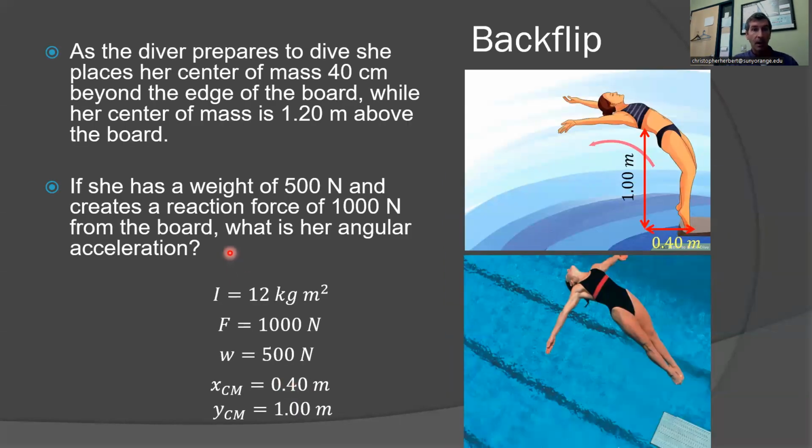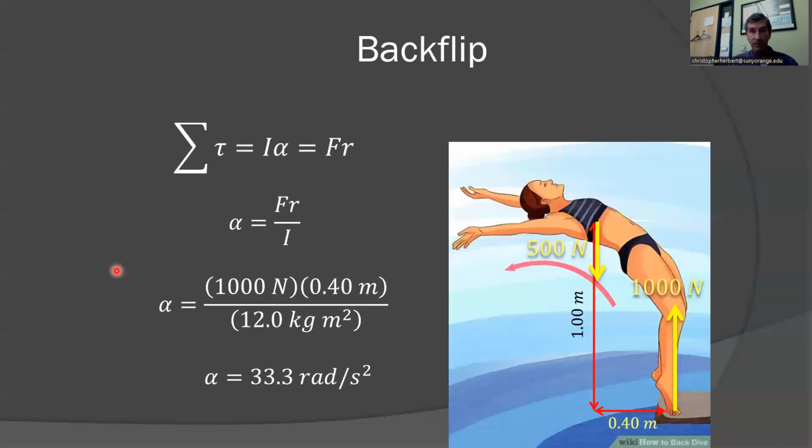So again, she has a weight of 500 newtons. She creates a reaction force by pushing down on the board of 1,000 newtons. Okay, what is her angular acceleration? Now again, if we look at here, the center of mass is right here. We want to see how much torque is created by that center of mass, around that center of mass. 1,000 newtons acting as the normal force right here at a distance of 0.4 meters is going to give her an angular acceleration of 33.3 radians per second squared.